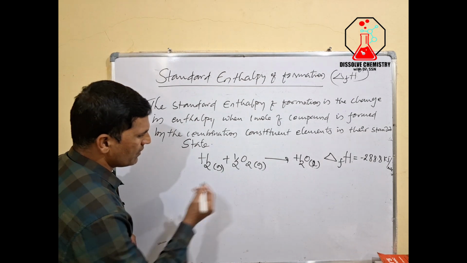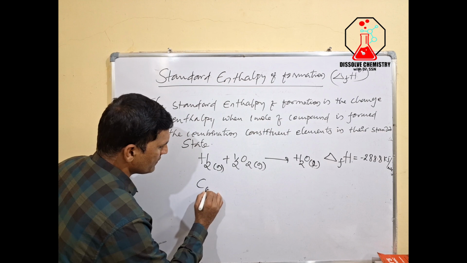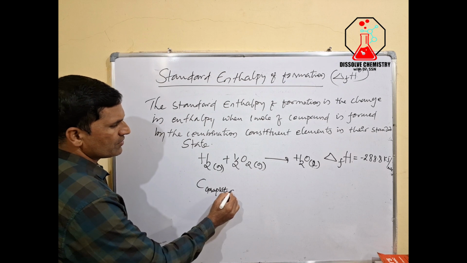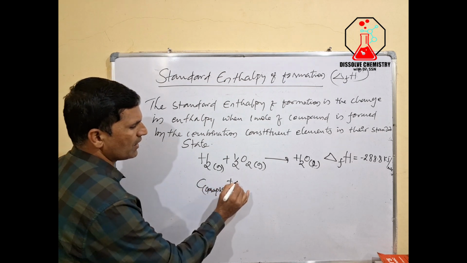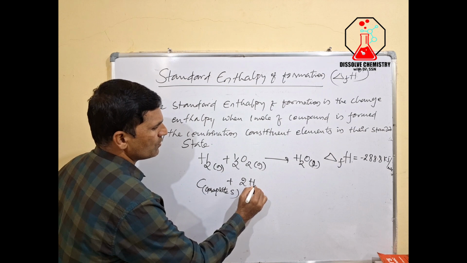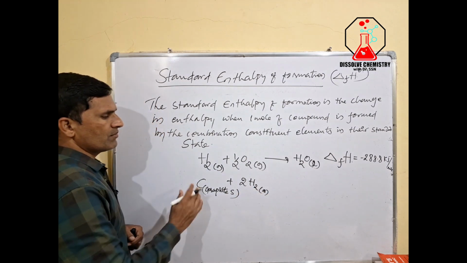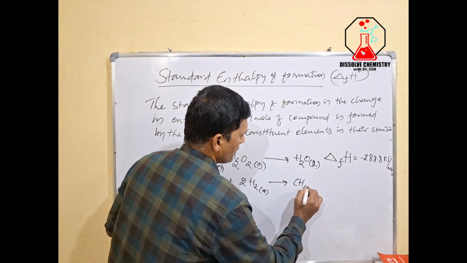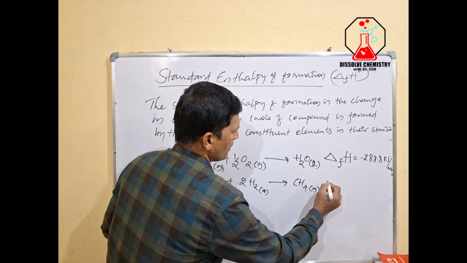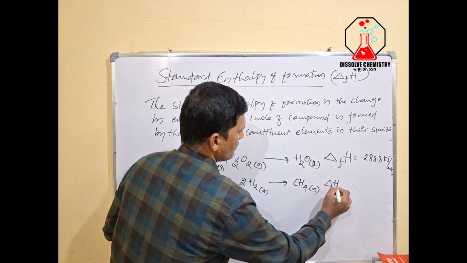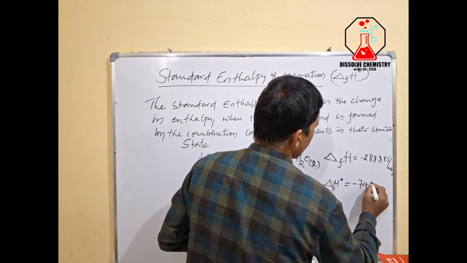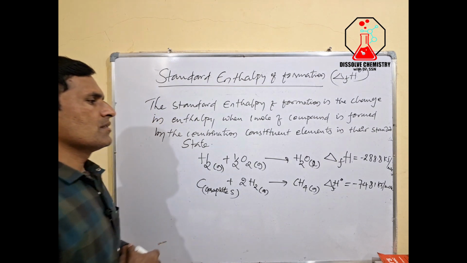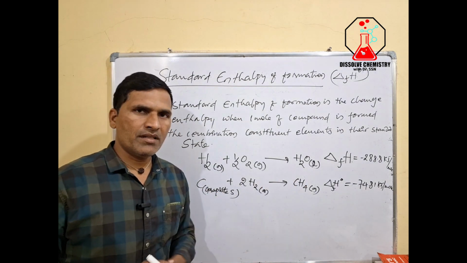Similarly, you can take enthalpy of formation of methane. Carbon graphite solid, which is the standard state of carbon, is combining with 2 moles of hydrogen gas, both in standard state. When they combine to form CH4 gas, delta H is minus 74.81 kilojoules per mole. So that is what we call the formation of methane.